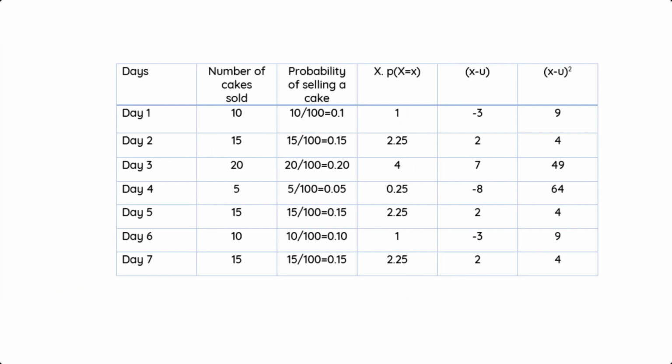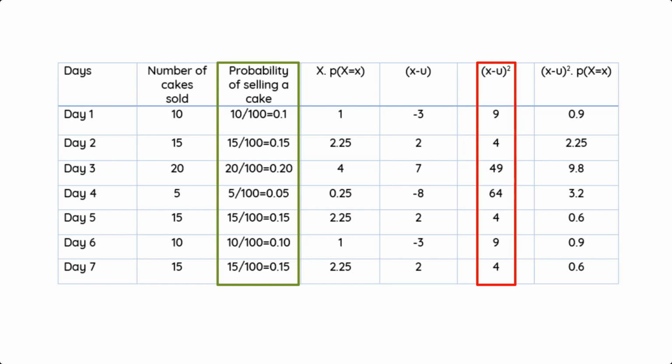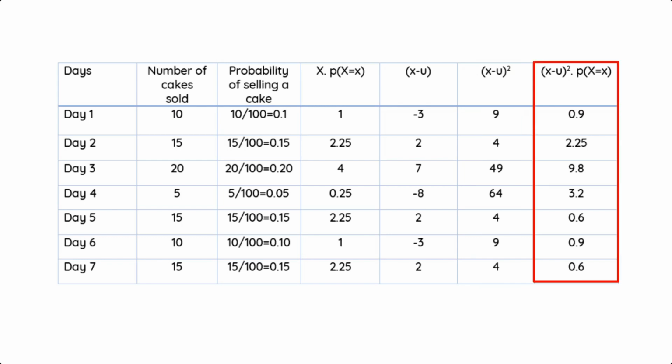Now, after having the square of the deviations, the next step is for us to multiply each of those deviations with its corresponding probabilistic value. That is 9 times 0.1, we have our answer to be equal to 0.9. 4 times 0.15, our answer is 2.25. 49 times 0.20, our answer is equal to 9.8. And we do that all through. We have 4 times 0.15, and that gives us 0.6. And these are the list of values that tell us about the product of the square of deviations with its corresponding probabilistic value. Now, when we sum all of those values, we will have the value of the variance.